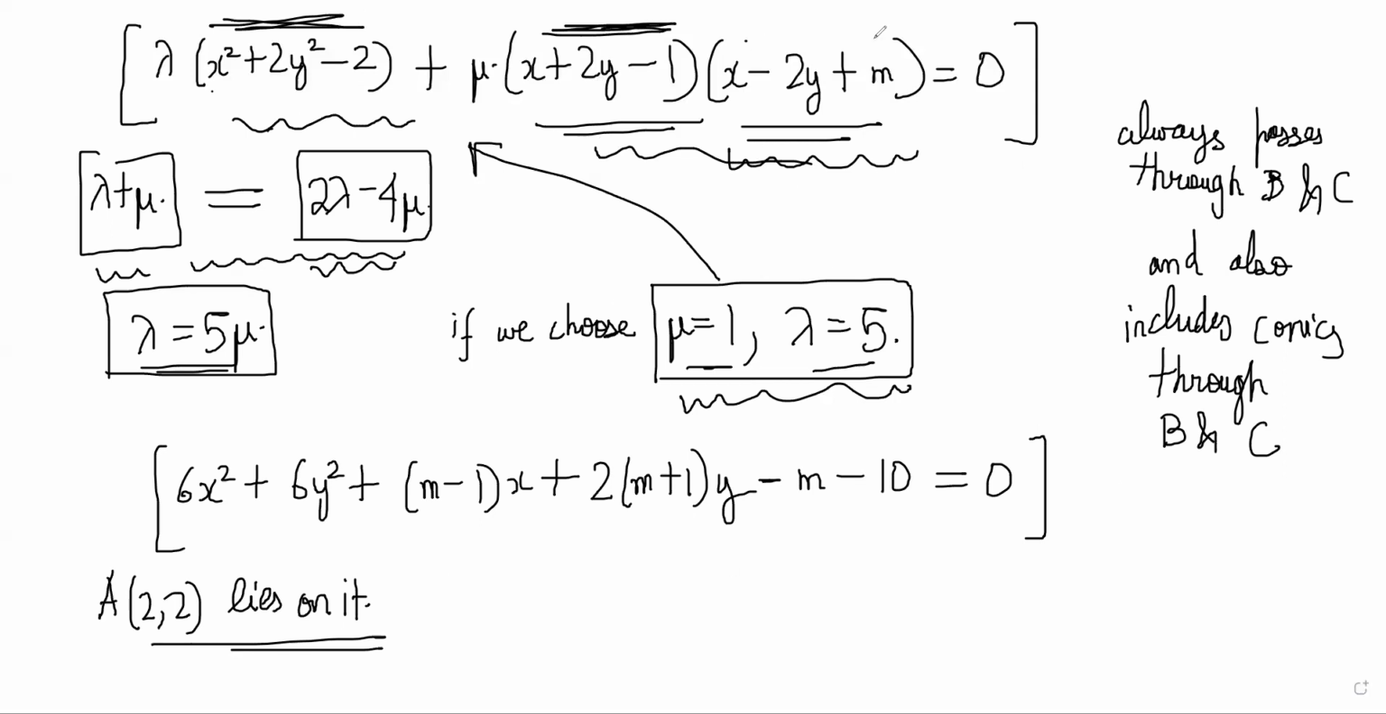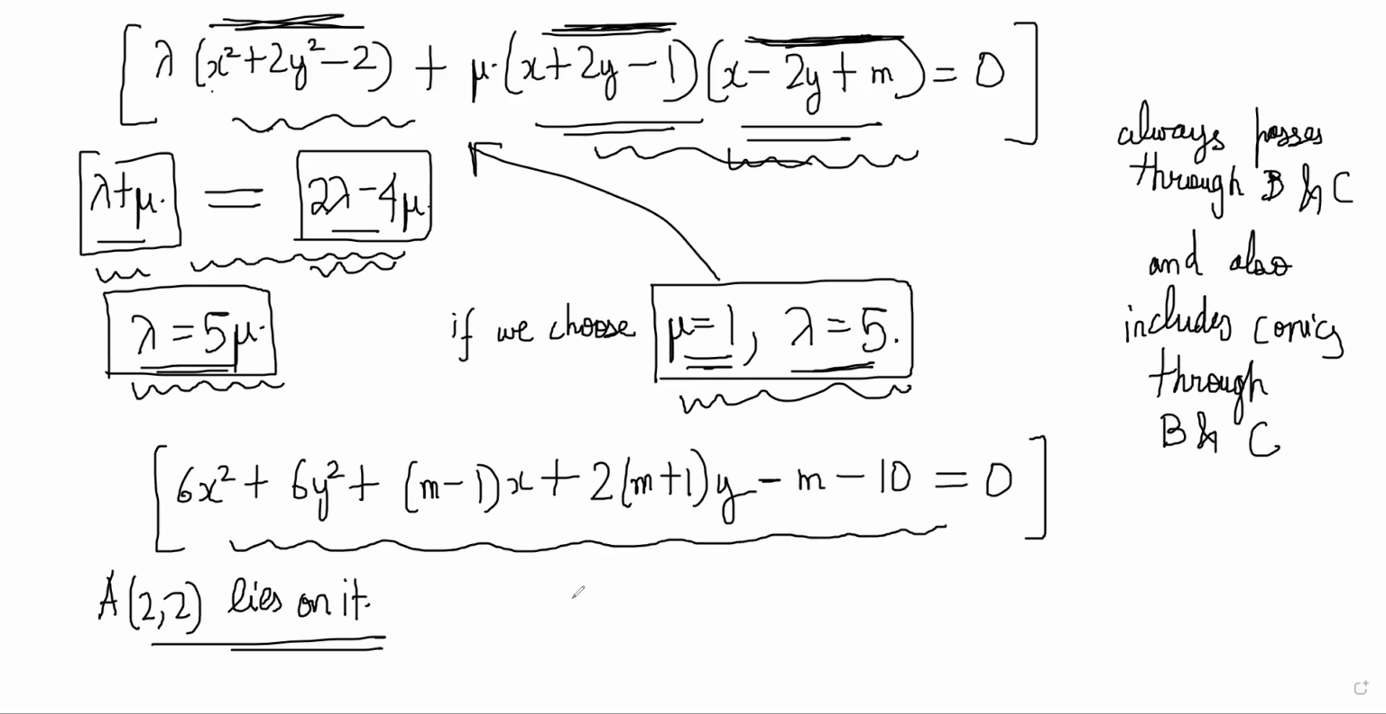We are adding this line equation here just to make it such that it could represent a circle possibly, right? And when will it be a circle? When the coefficients of x square and y square are matching, which means lambda is 5 mu. So if you choose mu as 1, lambda will be 5. And then this is the equation of the conic that we are getting.